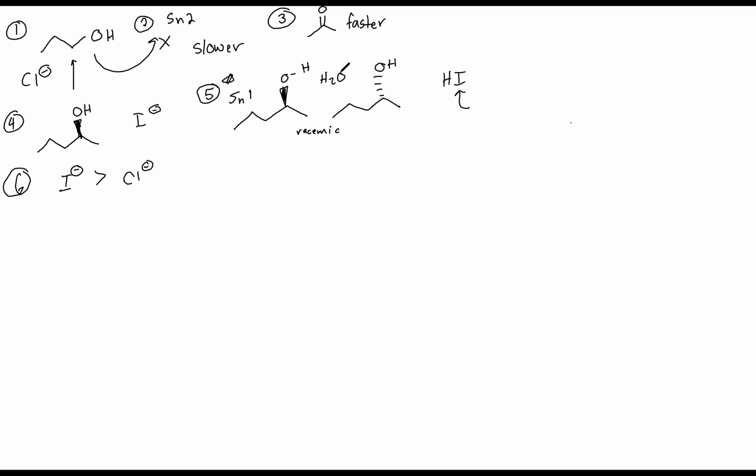So anyways, 6 is comparing our leaving groups. Again, iodine is bigger than chlorine, so it's going to be the bigger leaving group, and thus its reaction is going to proceed faster. All right. So 7's kind of easy, because we have a tertiary alkyl halide and a weak nucleophile. So it has to be Sn1.